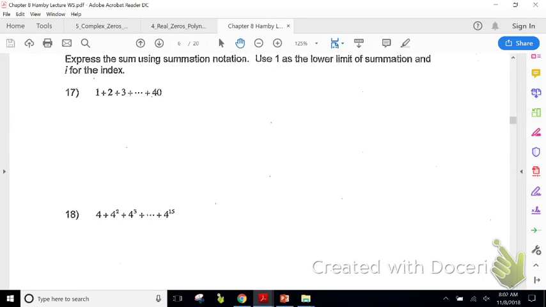So now we're going to switch it up. Now they gave us all the pieces of it. We're going to have to figure out the equation and put it together, to express the sum using summation notation. We're going to use 1 as the lower limit of summation and I for the index.